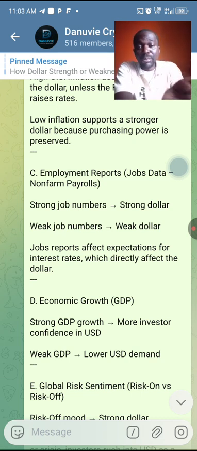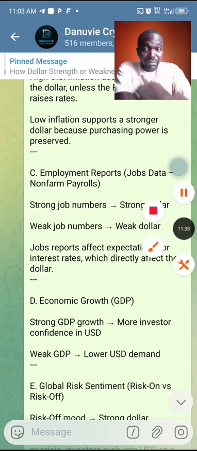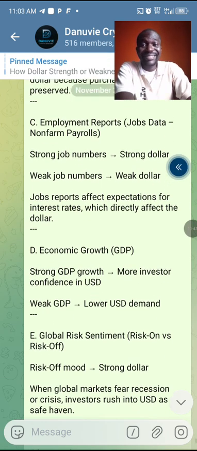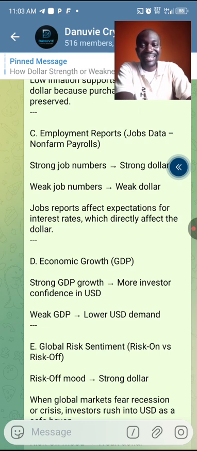So weak job numbers lead to a weaker dollar. Exactly. If for this month we're having 200,000 jobs added, and next month we're having 150,000, that's a weaker number than the previous month, and that's going to drop the strength of the US dollar. So the jobs report affects expectations for interest rates, which directly affects the dollar.